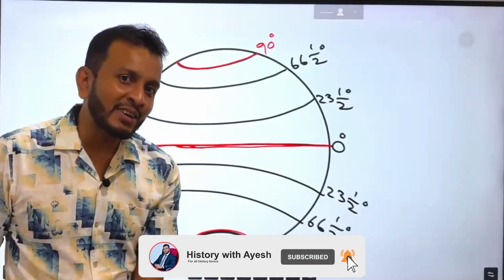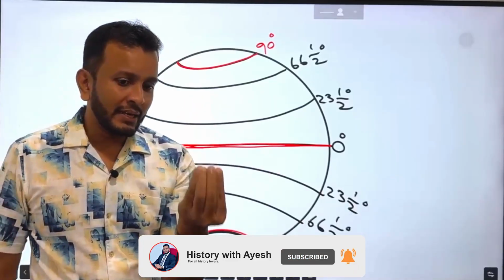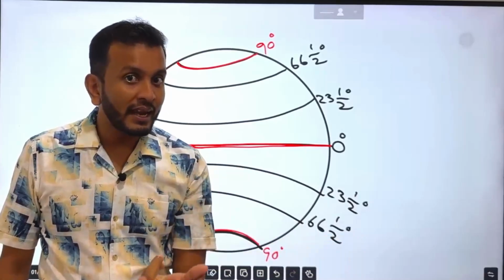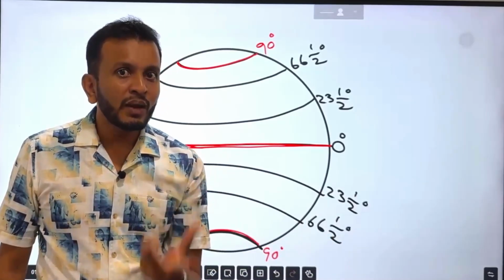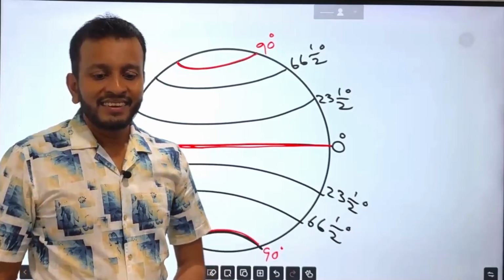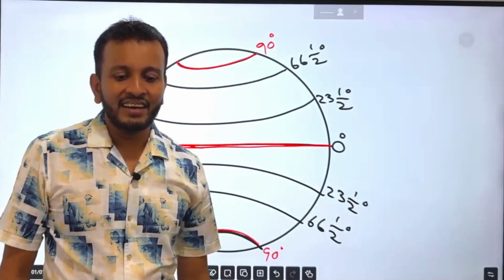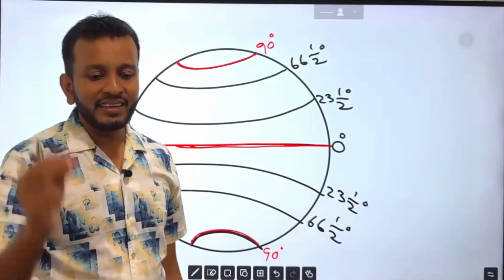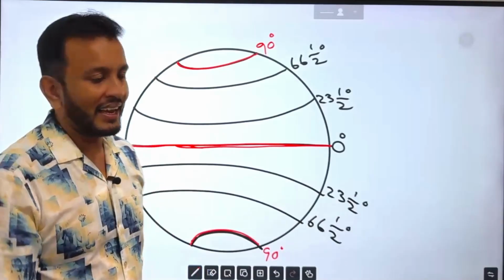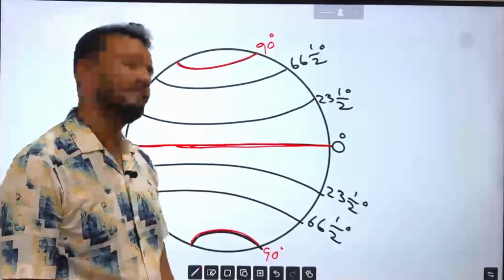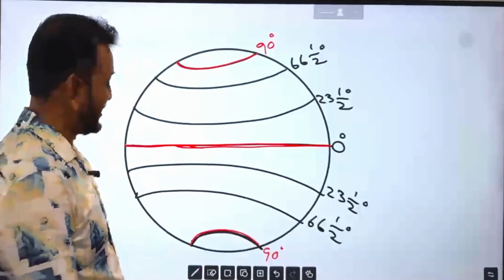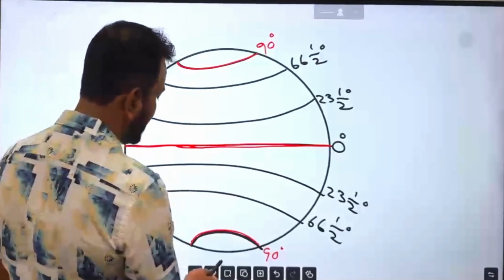And how to define the latitudes? Latitudes are the imaginary lines drawn on the globe from west to east. Imaginary lines that are drawn on the globe, from west to east. Okay.